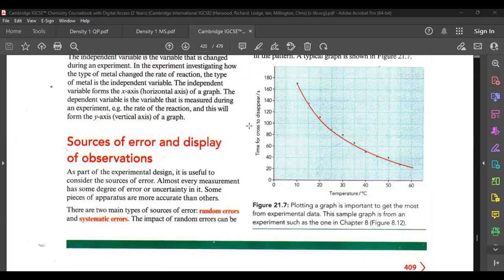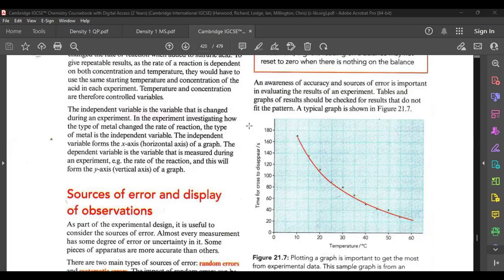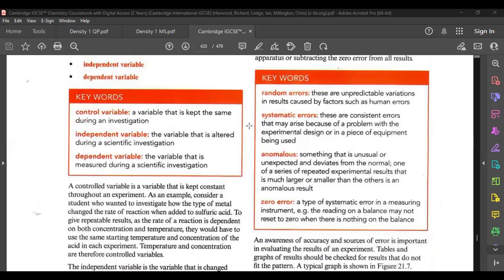experiment as well. Then there are errors. First of all, the random error, then there is a systematic error. Random error and the systematic error. There are other two types of error as well, but the random and the systematic errors are very common and they are most likely to happen.